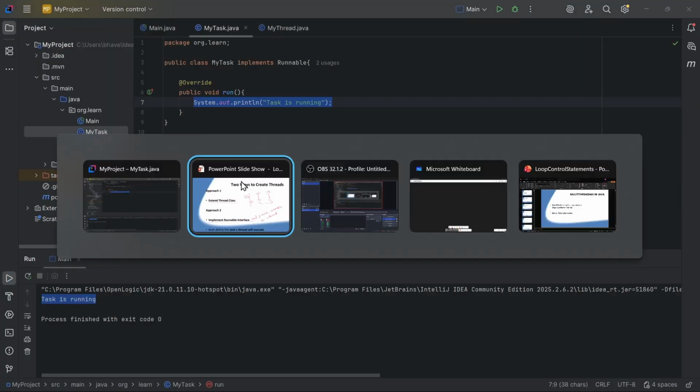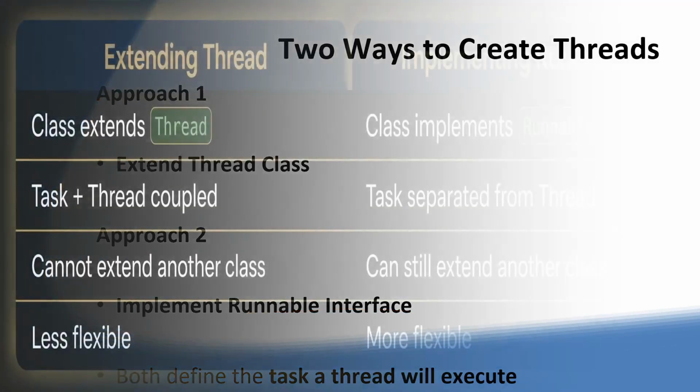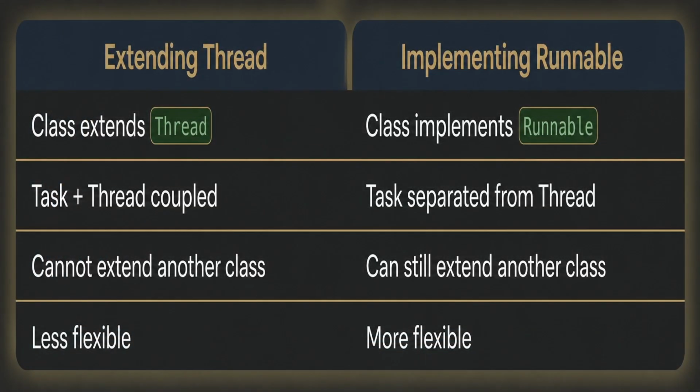Now, we have seen two approaches to create a thread with examples. So which approach should we use? That is the question. When we extend Thread, our class becomes tightly connected to the Thread class. So we have seen two ways: one is extending Thread and the other is implementing Runnable. For extending Thread, we extend the Thread class, and for implementing Runnable, we implement the Runnable interface.